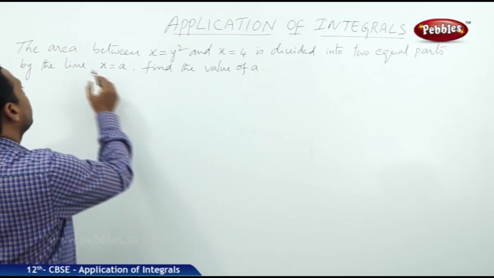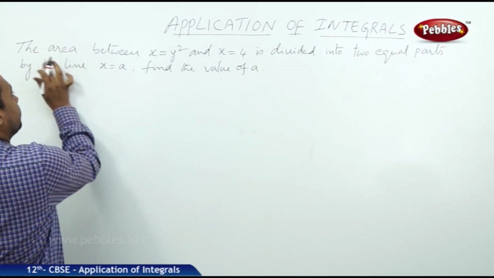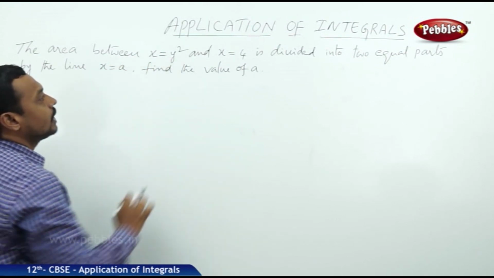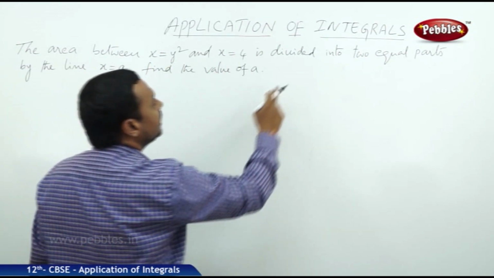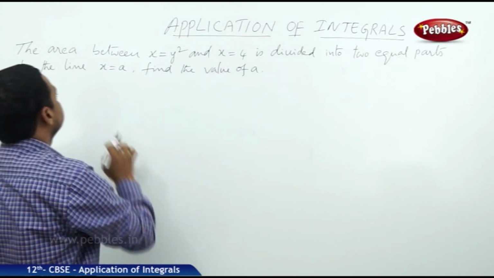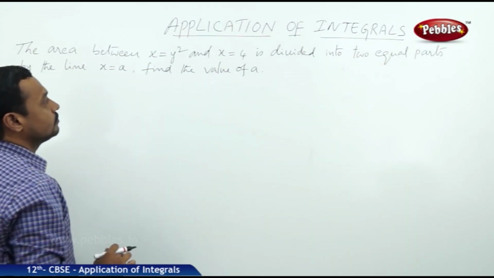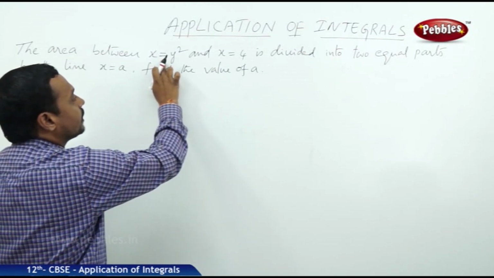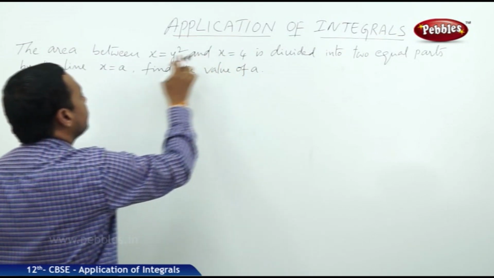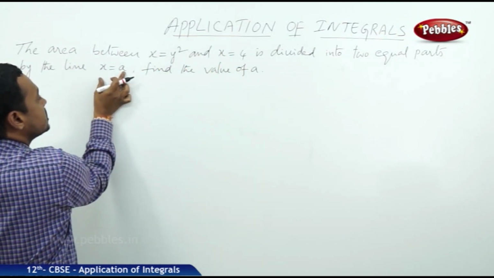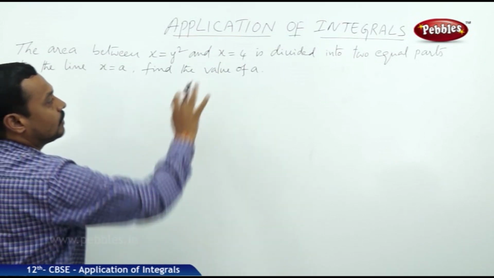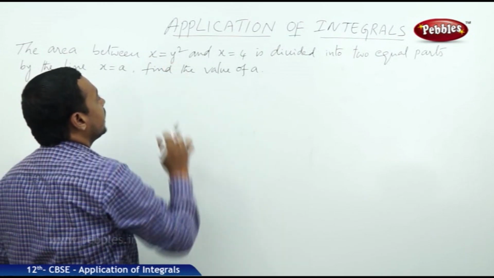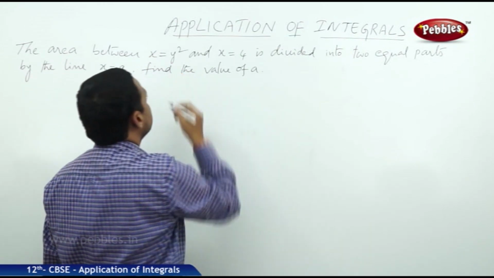There is one more problem here. It is a different problem. The area between x is equal to y square and x is equal to 4 is divided into 2 equal parts by the line x is equal to a. The area bounded by this curve x is equal to y square and x is equal to 4 is divided by this line x is equal to a into 2 equal parts. Then what is the value of a? Now let us draw this graph. x is equal to y square. Again that is a parabola.